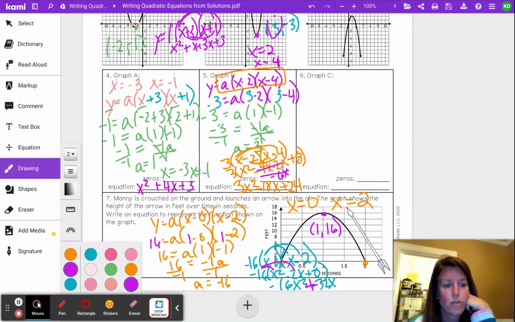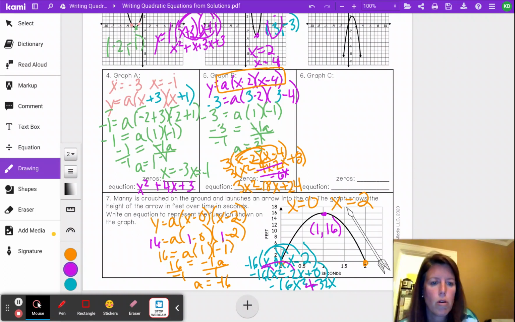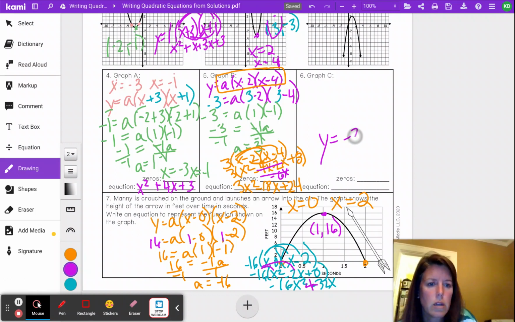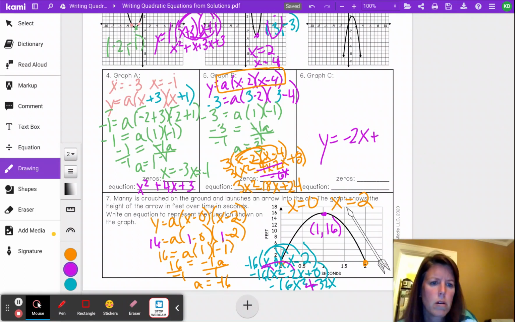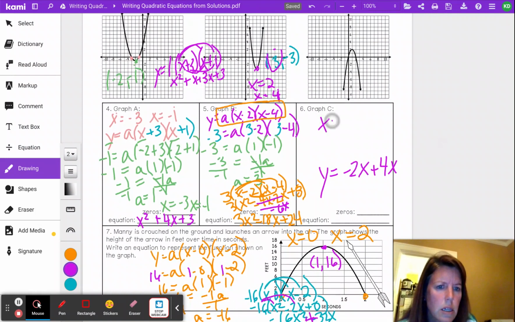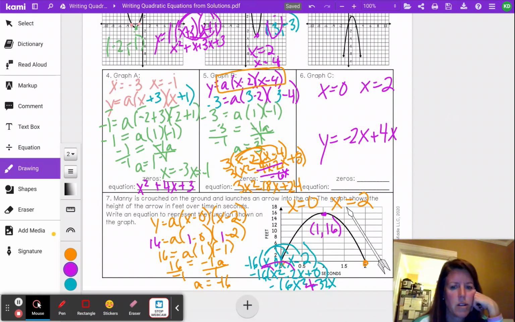Okay, for number 6, those of you that did number 6 and want to see if you got it right: y equals negative 2x plus 4x. And the zeros of this one were x equals 0 and x equals 2. So this one should have been easy enough because we just did one just like it with zeros of 0 and 2.